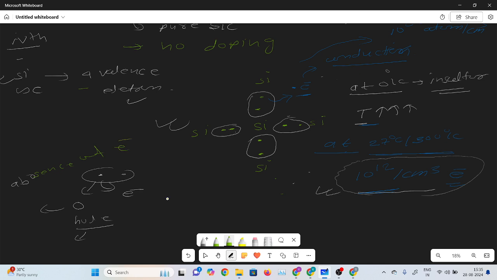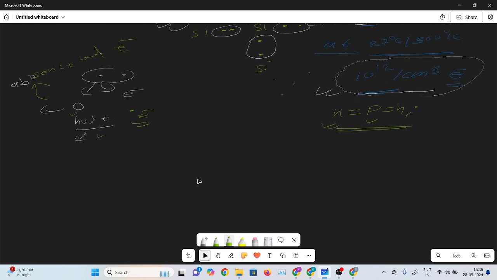This is the definition of hole: absence of electron. So this is the symbol of hole and this is the symbol of electron. In the intrinsic semiconductor, it is observed that the concentration of electron and hole will be the same, and that is called Ni. The concentration of electron I denote by N, and for hole I represent it by P. So the concentration of hole and electron will be the same in an intrinsic semiconductor.